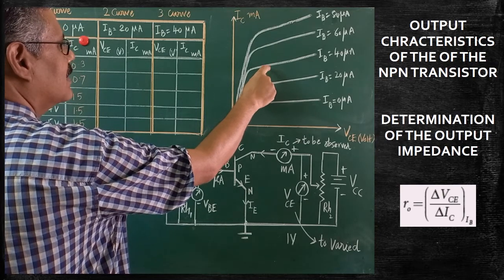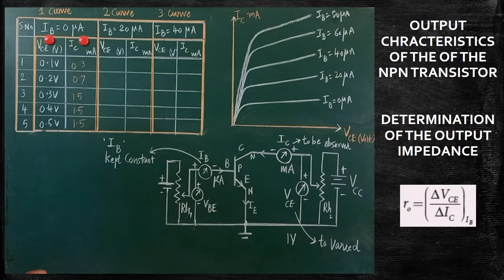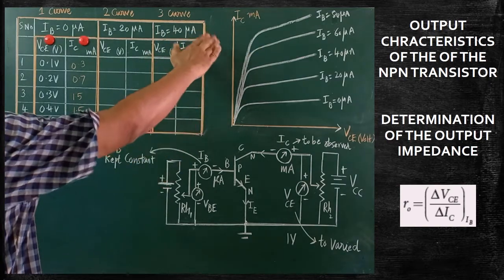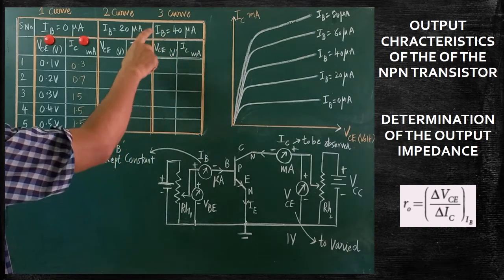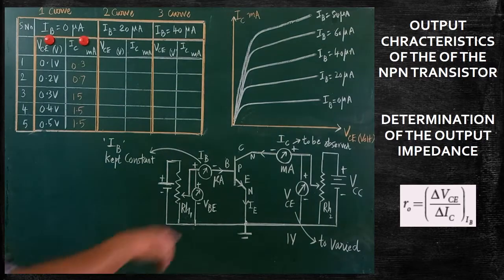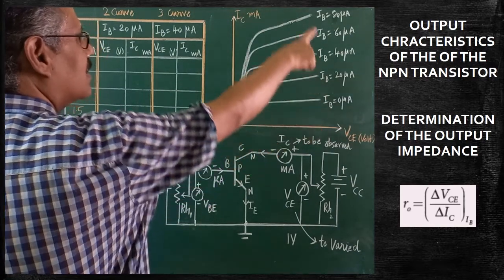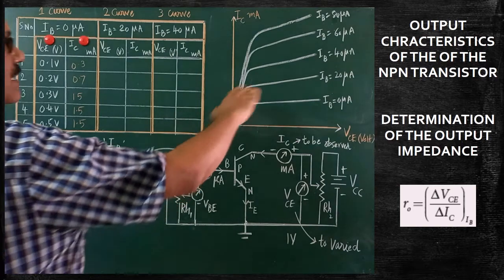The third curve can be obtained from the third set of readings. So like that the table is to be extended for 60 microampere, 80 microampere, and for each set of IB values, you can draw the curve like this. Are you clear? So right from IB equal to 0 microampere, you can even go up to 100 microampere. So you will get a set of curves.